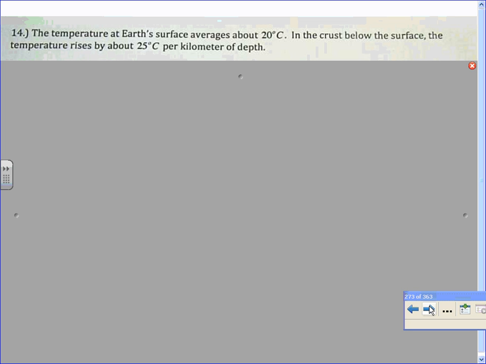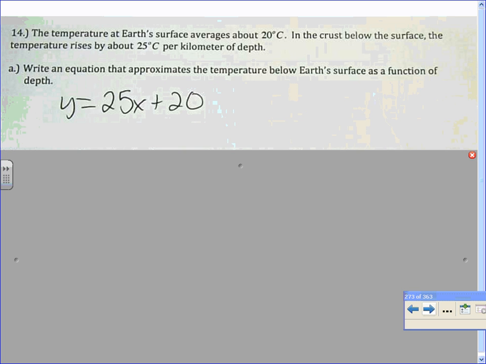Okay, 14. Justin, letter A. Don't know where you got 5. Maybe you accidentally looked at the other problem. Alyssa? Justin, did you mean to say 25? Okay. You don't need to subtract them. They give you the slope right off the bat.